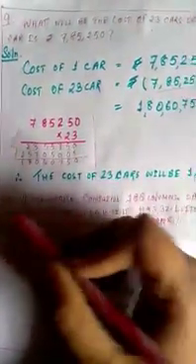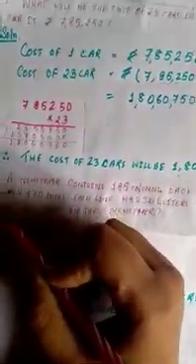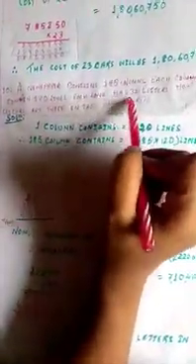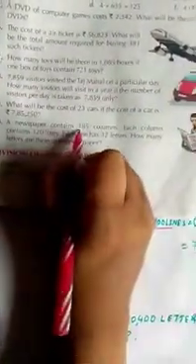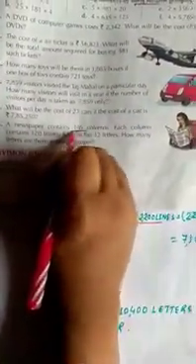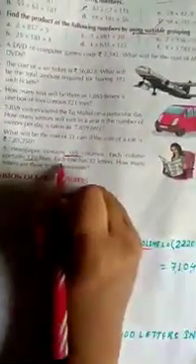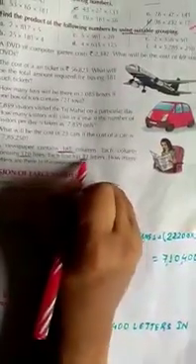Now see question number 10. Question number 10 is: a newspaper contains 185 columns. Each column contains 120 lines, and each line has 32 letters. How many letters are there in the newspaper? So students, that means a newspaper contains 185 columns, and each column contains 120 lines, and each line has 32 letters.